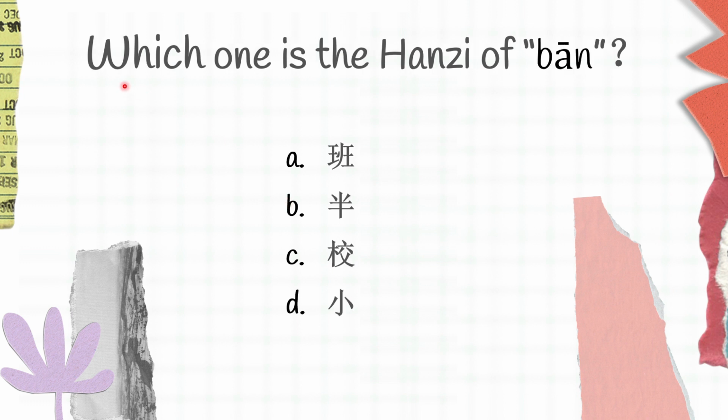Moving on to another question here. Which one is the hanzi of pan? I will explain it later. A is pan, B is pan, C is xiao, and D is xiao. And the correct answer for this question is A.